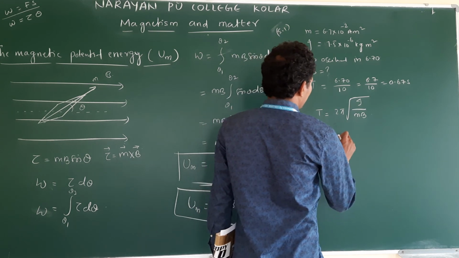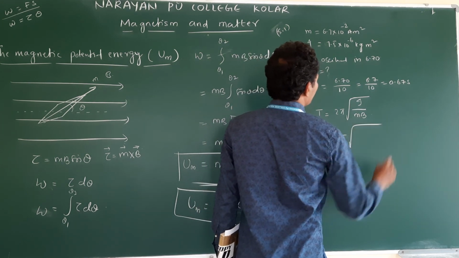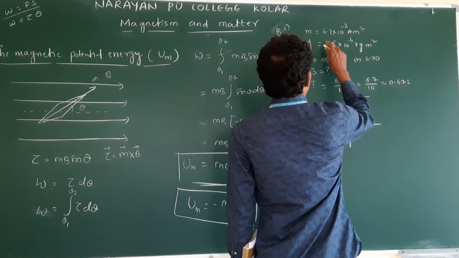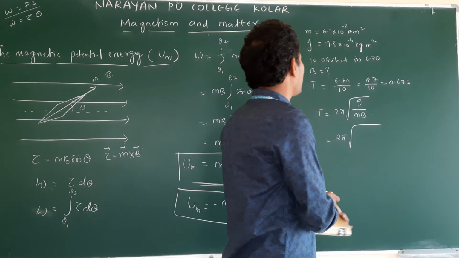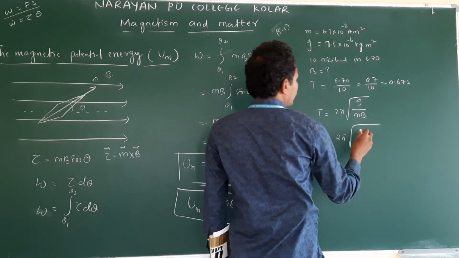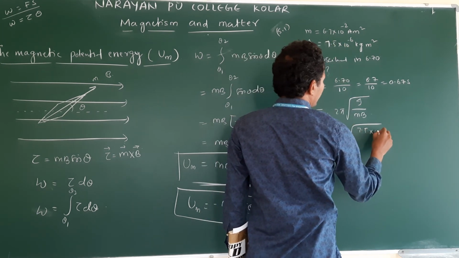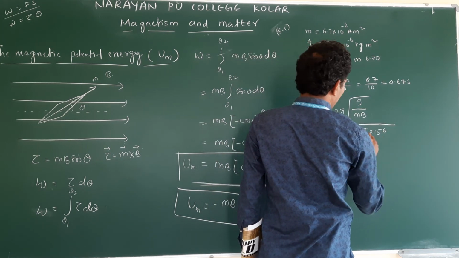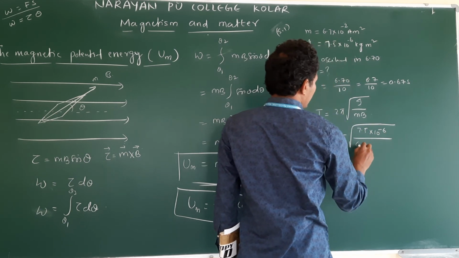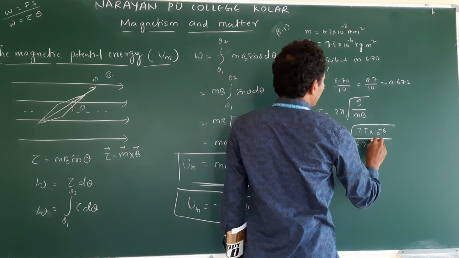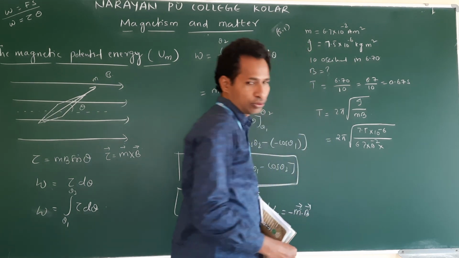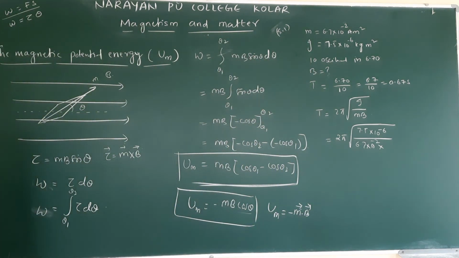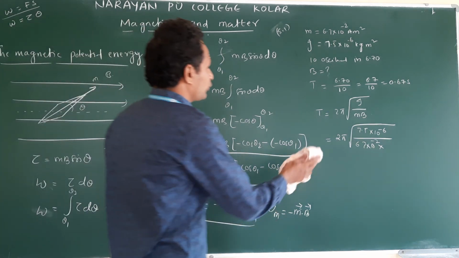Now substitute their values. 2 pi under root I value is 7.5 into 10 power minus 6, by M value 6.7 into 10 power minus 2, into B value. But don't substitute directly, they are asking B. So we need to make B the subject first.